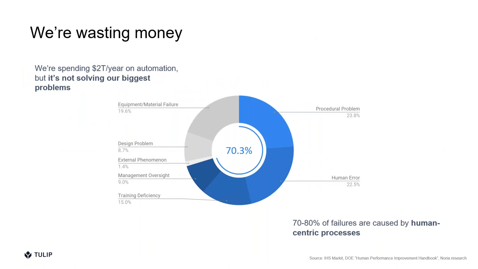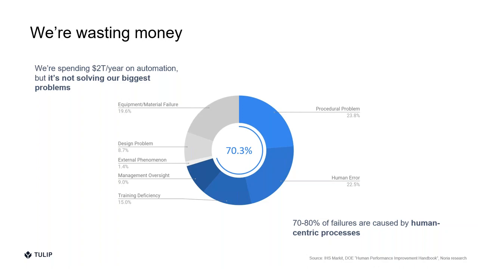And so why is this a problem? If you talk with many manufacturers today, a lot of folks will say automation is where the investment is going to try and eliminate errors and optimize these manufacturing operations. A recent report put the statistic at about $2 trillion a year globally being spent on automation.